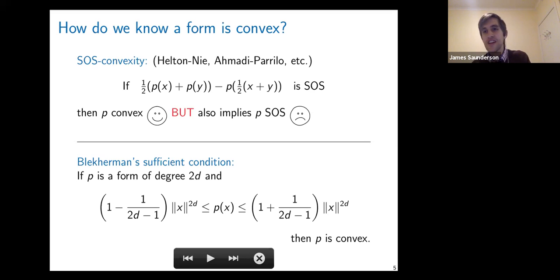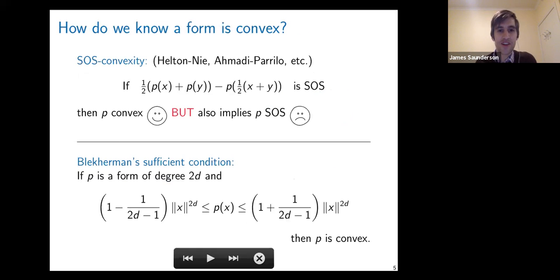So we're going to use this second sufficient condition for convexity. And one of the reasons why is that this doesn't care about the number of variables. Whereas conditions based on sums of squares tend to be quite good when the degree is large, and not so good when the number of variables is large. So this sufficient condition is probably conservative in terms of degree, but not so much in terms of number of variables.